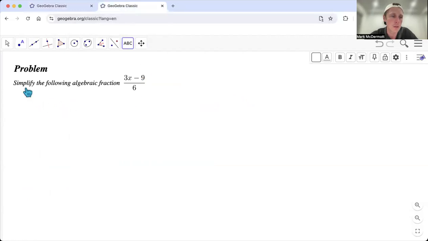Okay, here's a problem. Try it out. Let me know how you go. Simplify the following algebraic fraction: 3x minus 9, all divided by 6.